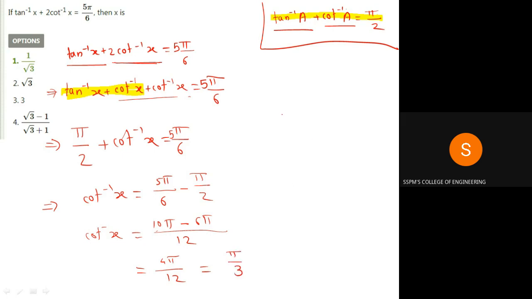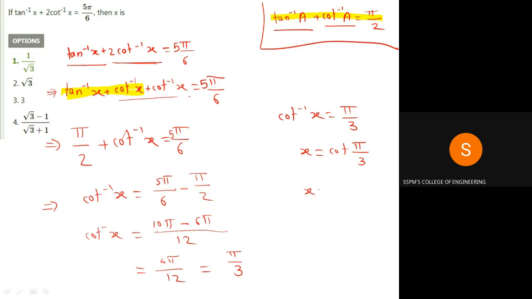So what do we find? Cot inverse x is equal to pi by 3. Next step: x is equal to cot of pi by 3.